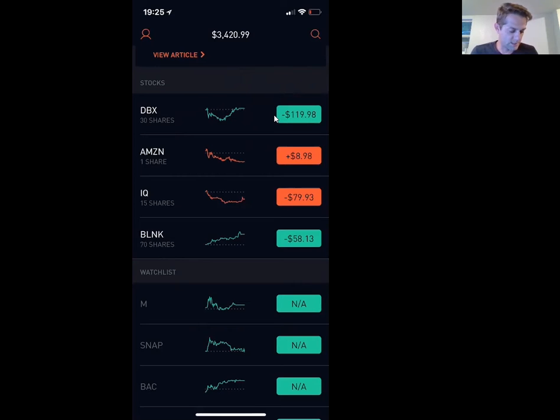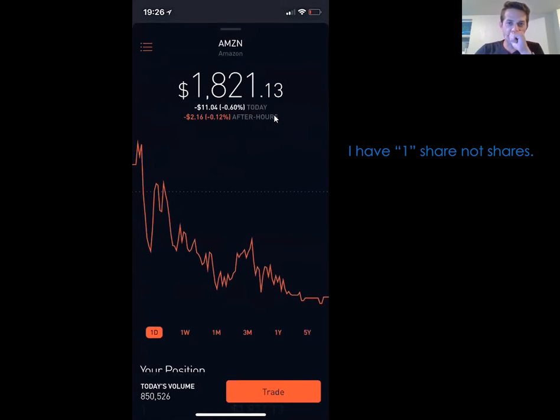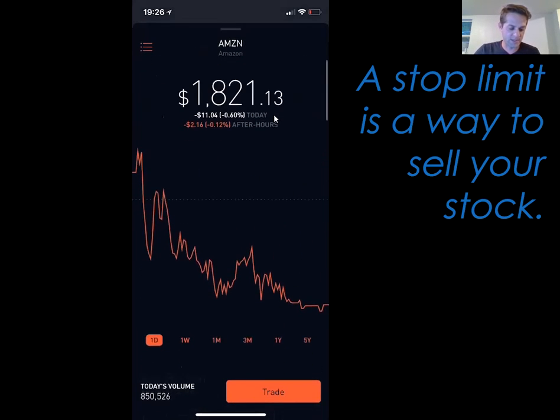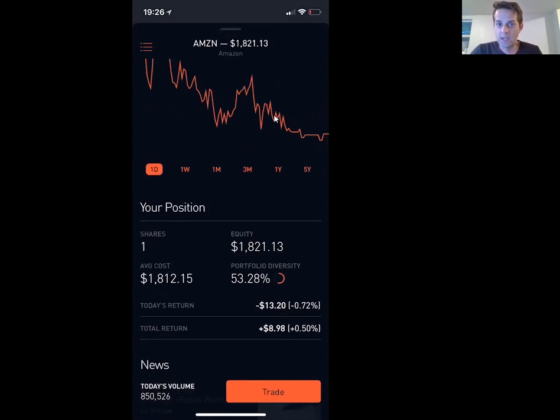So right here, you can see I have some shares. We'll say I'm positive in Amazon. So let's look at Amazon, and what we want to do in this is be able to trade it with a stop limit. Let's just say I had a price target. I bought in at 18.12 and my price target was going to be 18.20. You see that the price right now is at 18.21. So I don't want to make any less than 18.20 on this trade, period.